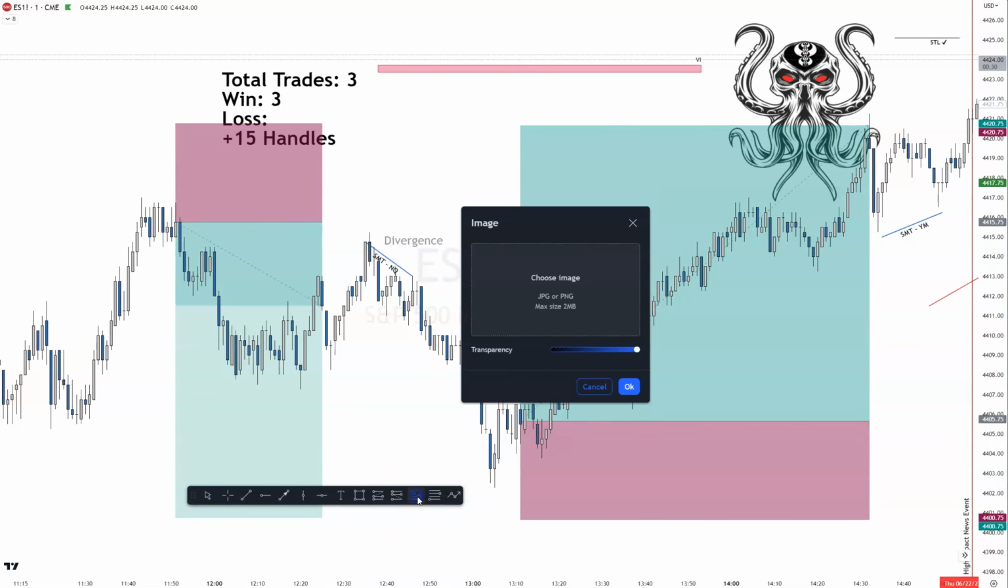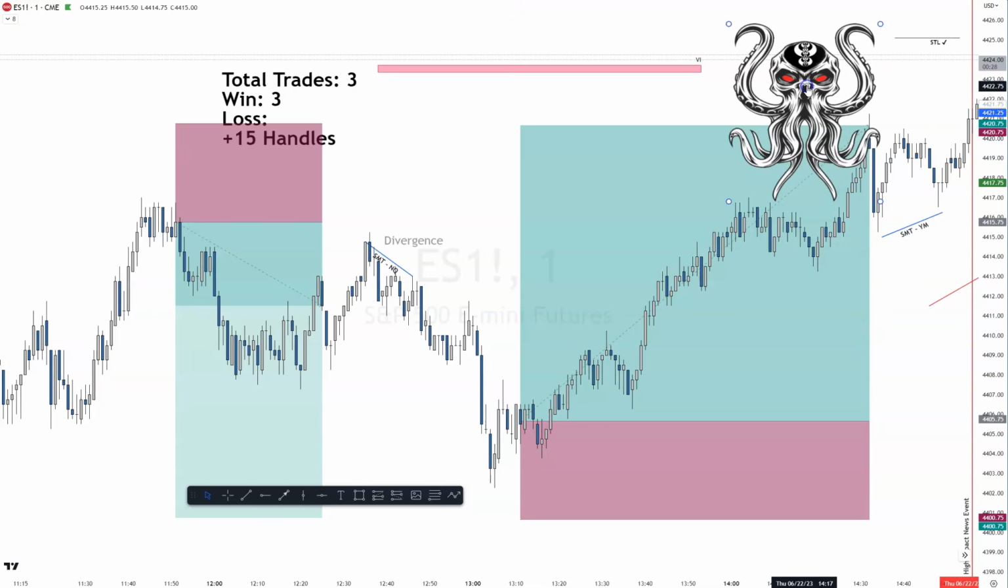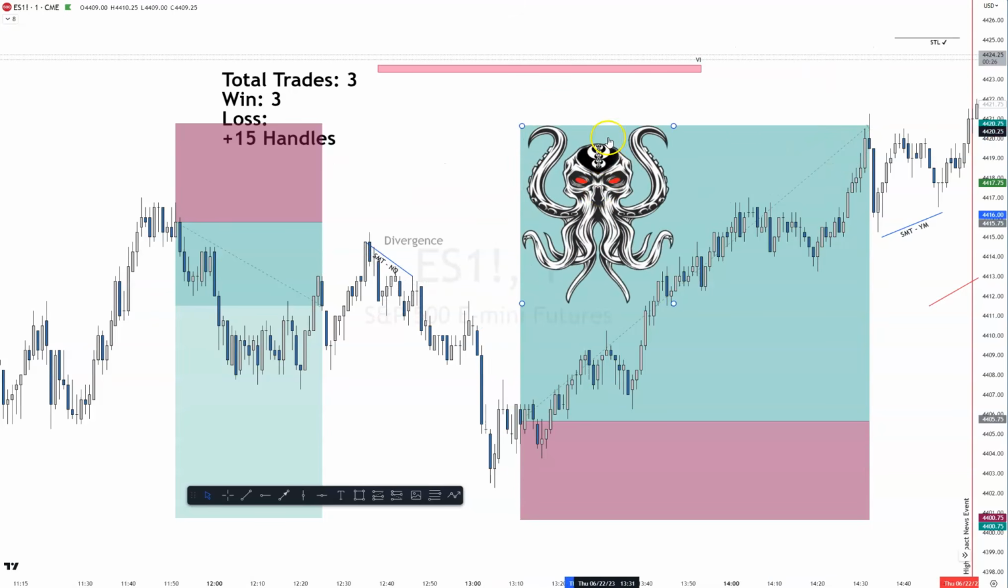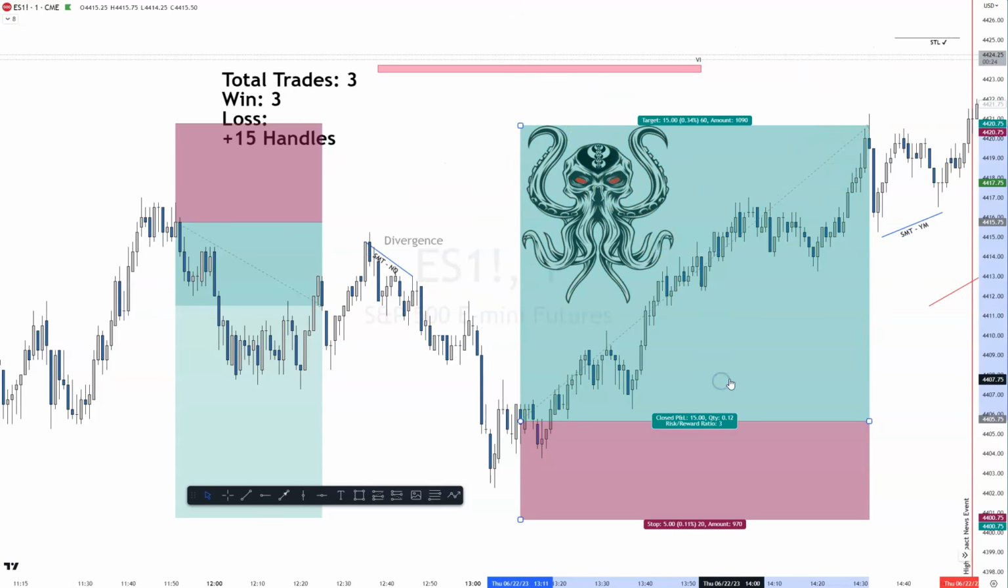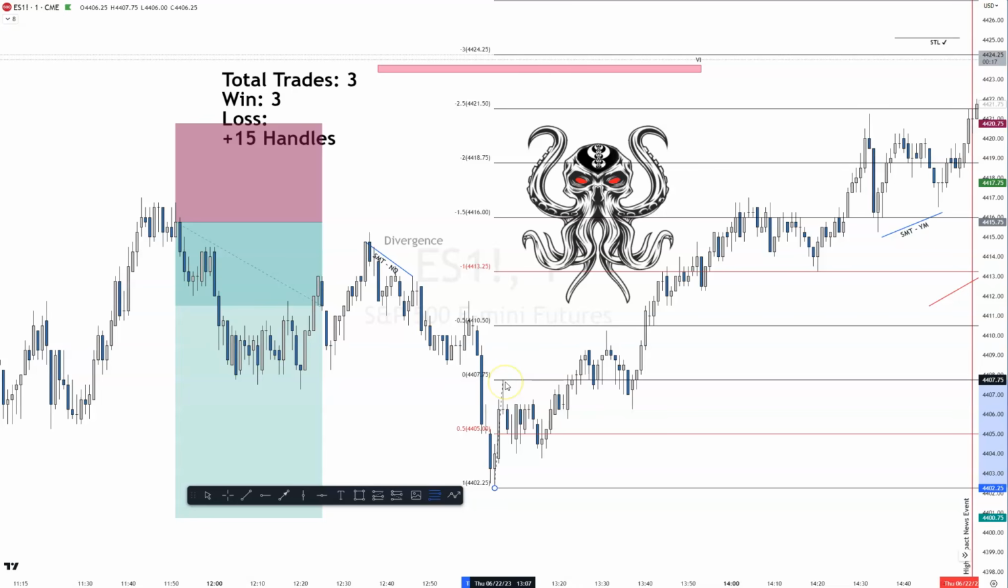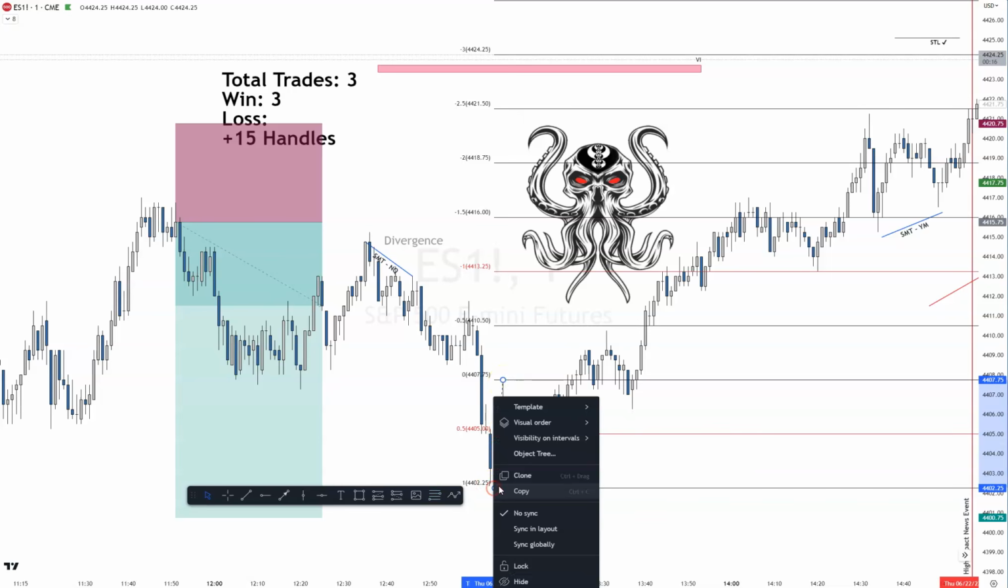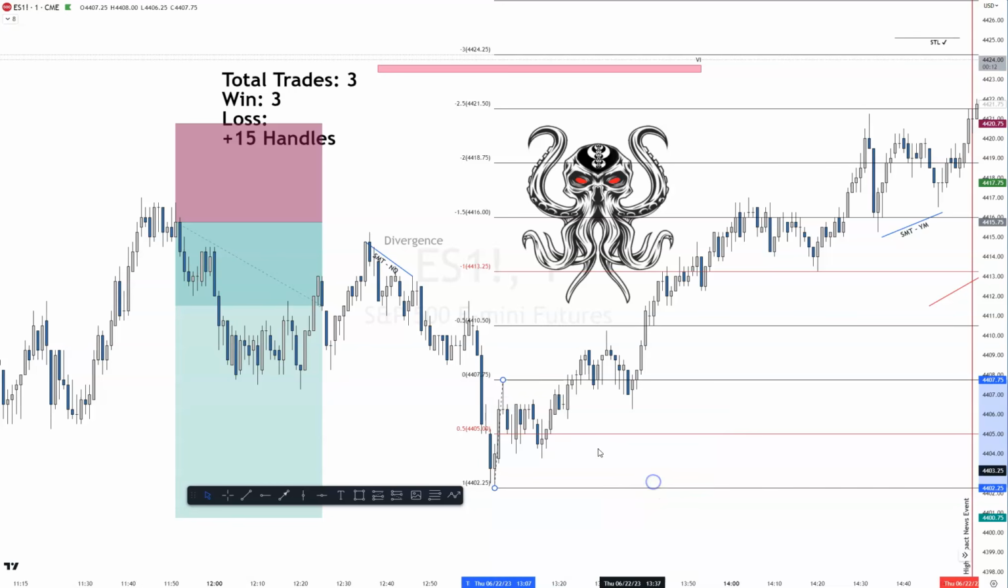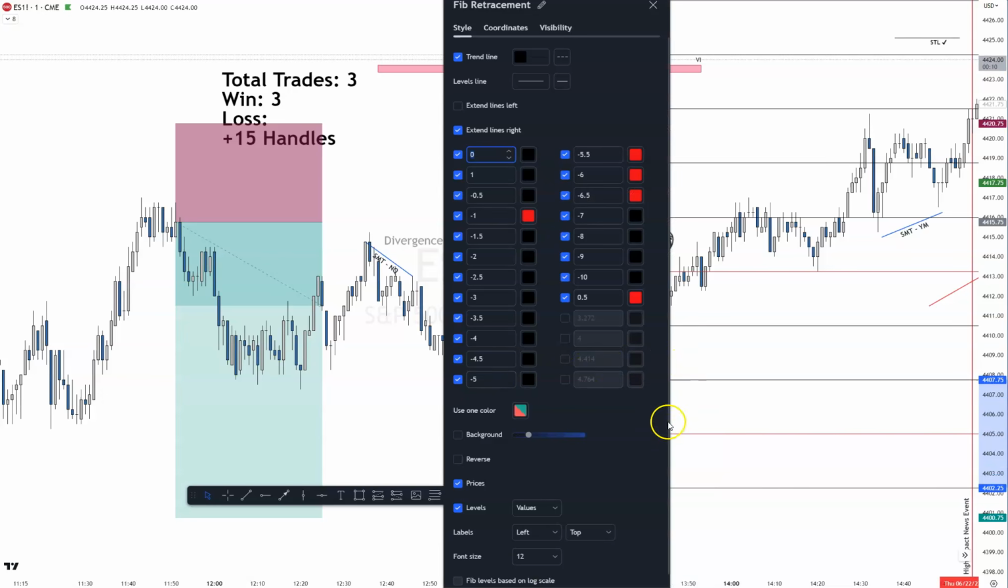Moving on, we have the picture icon where I can choose a picture, like an image. That's what I have here, my Kraken. Let's get rid of that. And then I have the fib settings. Okay, so the fib settings right here. Let's just look at this one. This is the standard ICT fib standard deviation. When I look at that, there's my settings.